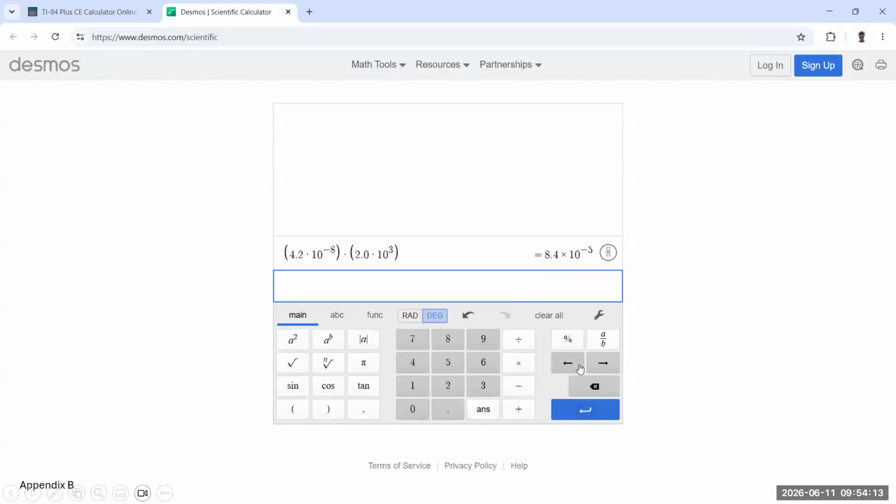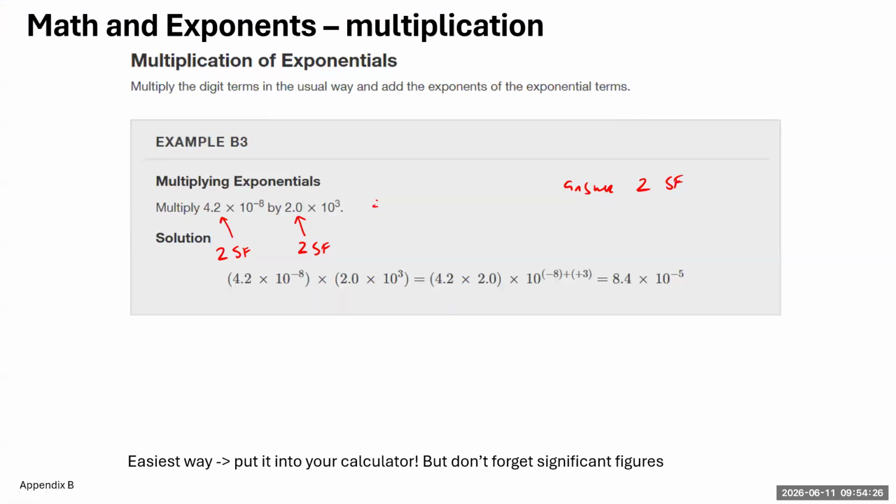We hit enter, and it's 8.4 times 10 to the negative fifth. And we already have 2 sig figs, so we're done. This is the answer: 8.4 times 10 to the negative 5. All right.